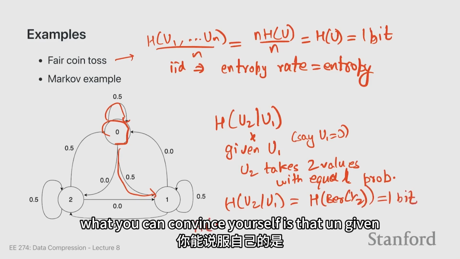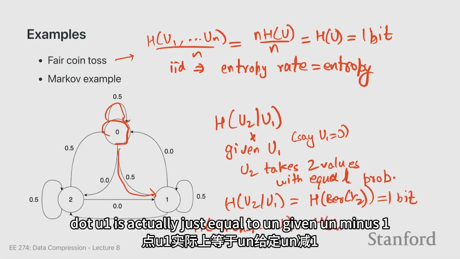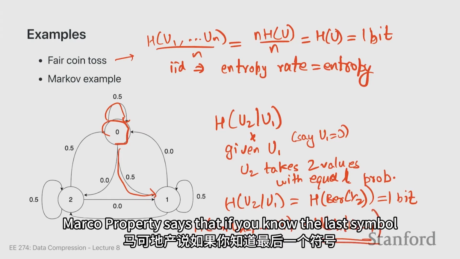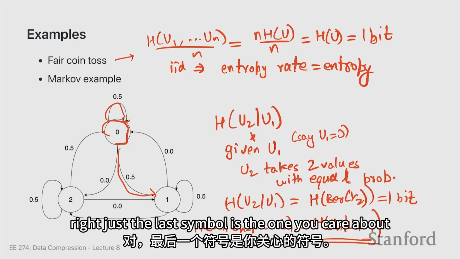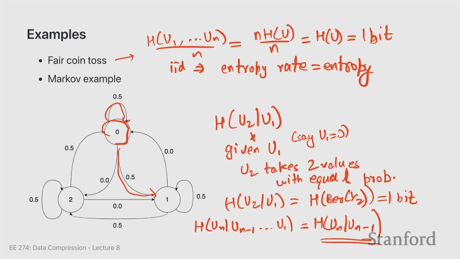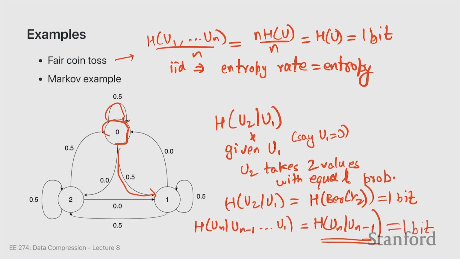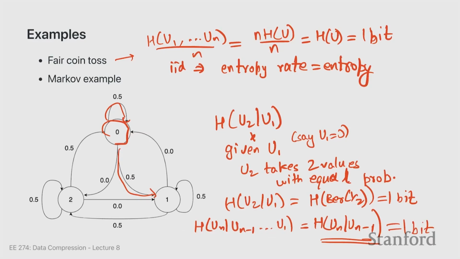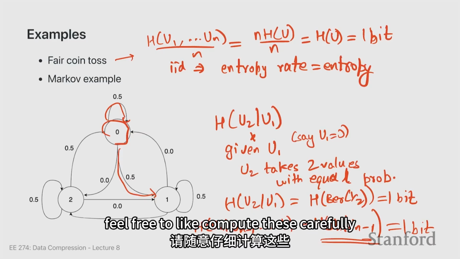And then what you can convince yourself is that H(UN given UN minus 1 through U1) is actually just equal to H(UN given UN minus 1). And why is this? This is because of the Markov property. The Markov property says that if you know the last symbol, the previous symbols have got nothing to do with the next symbol. Just the last symbol is the one you care about. So that's it. Basically, you get the entropy rate as 1 bit. Let me pause here for a second. There is a quiz question very similar. Feel free to compute these carefully.